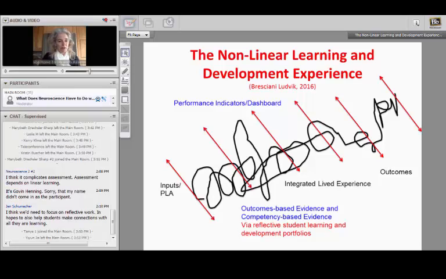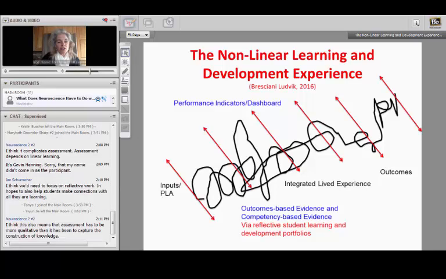What else? Other thoughts? And I think in doing that, as Jan mentioned, we can make that reflective learning student portfolio even that much more powerful based on our prompts. And Gavin's saying again, I think this also means that assessment has to be more qualitative than it has been to capture the construction of knowledge.